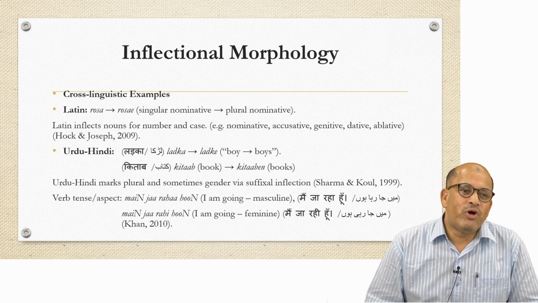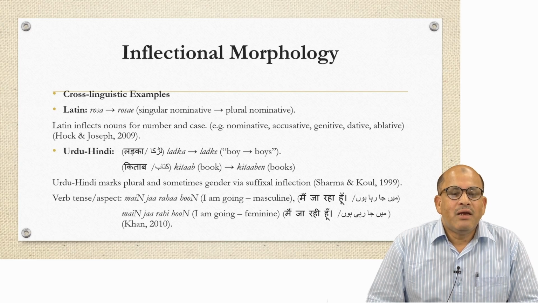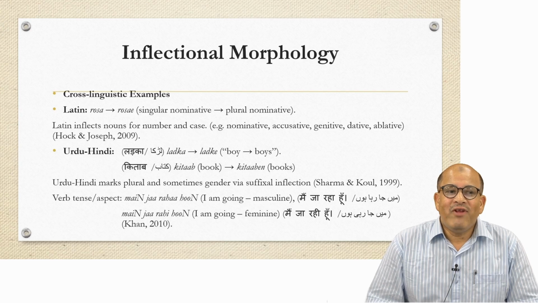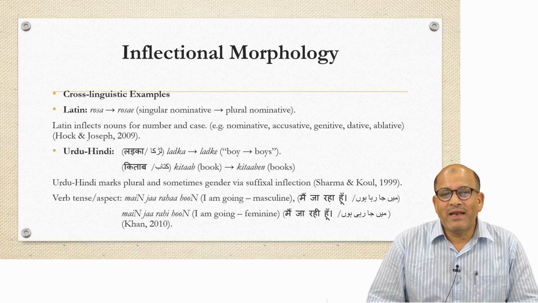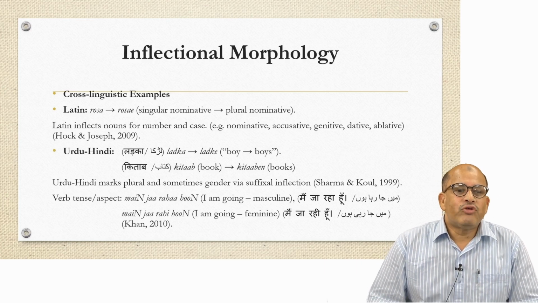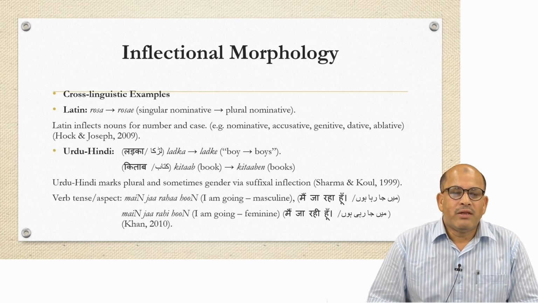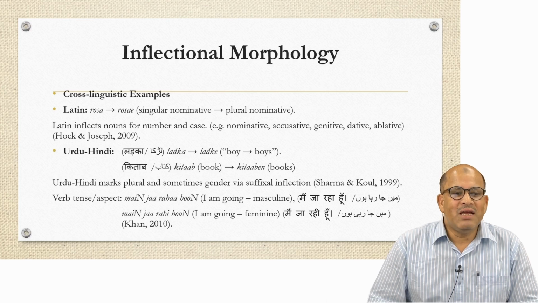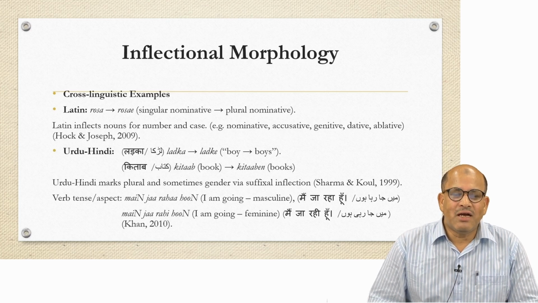If you look at the Latin word rosa or rosae, that is singular nominative to plural nominative. Latin inflects nouns for number and case, and that includes nominative, accusative, genitive, dative, and ablative. In Hindi Urdu, ladka becomes ladke, and kitab becomes kitabein, like boy becomes boys and book becomes books. Urdu Hindi marks plural and sometimes gender via suffixal inflection.